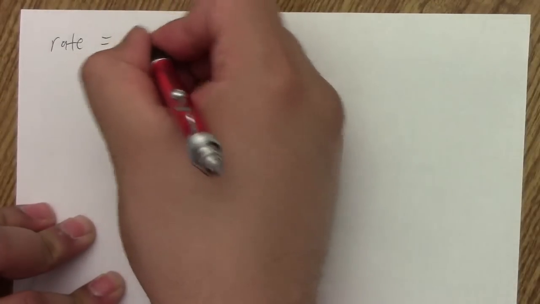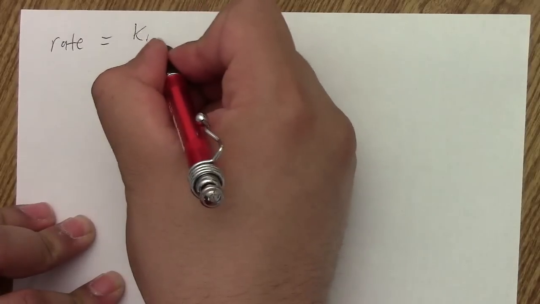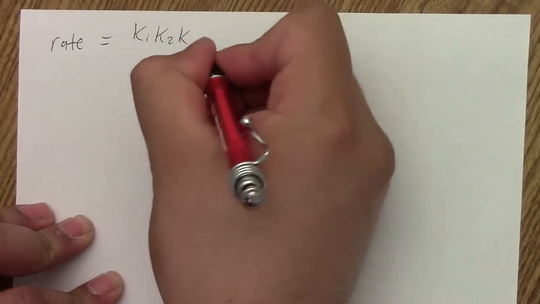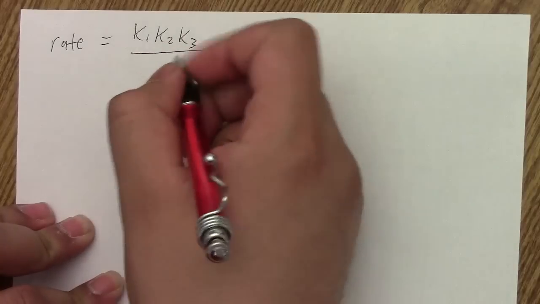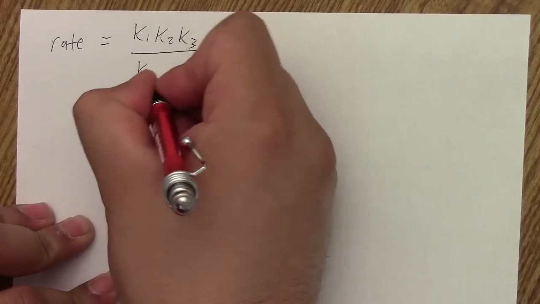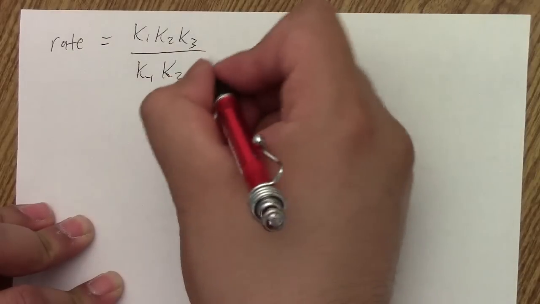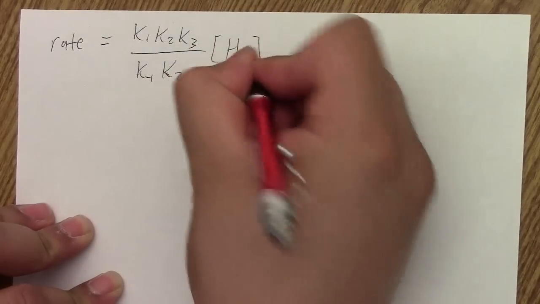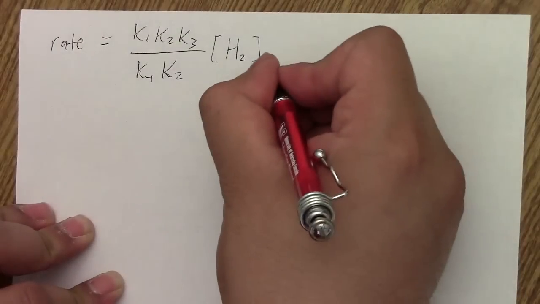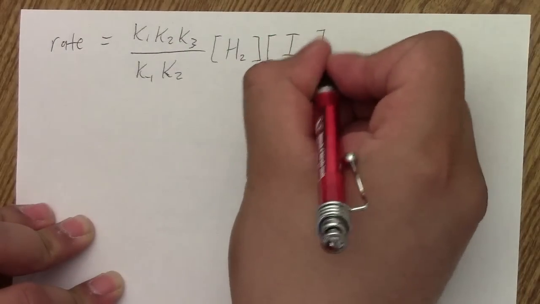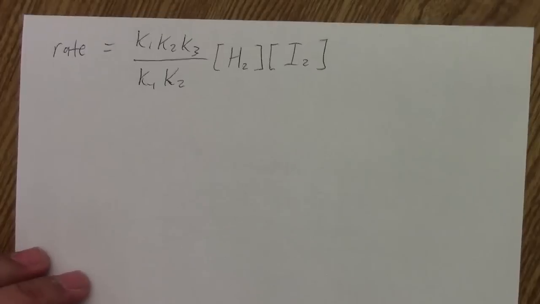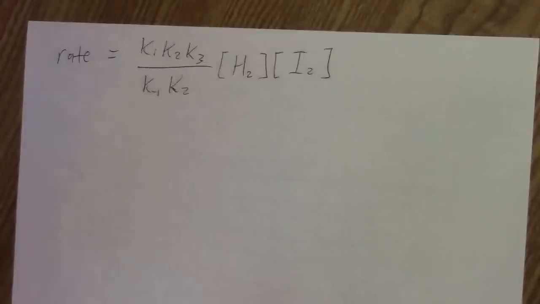We should find, finally, that our rate is equal to, we'll bring the K1 up front and on top, so you've got a nice K1, K2, K3, and on the bottom we're going to have K minus 1, and we're going to have K minus 2, and next we have the concentration of H2, and left over we have the concentration of I2. Okay, so notice we finally have the same thing as we wanted.